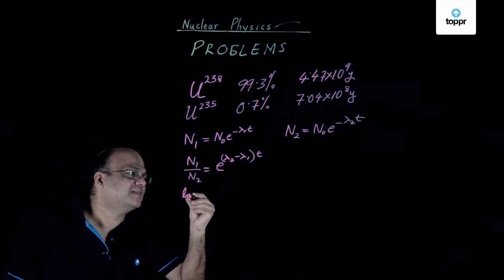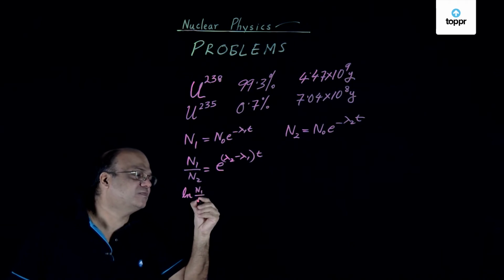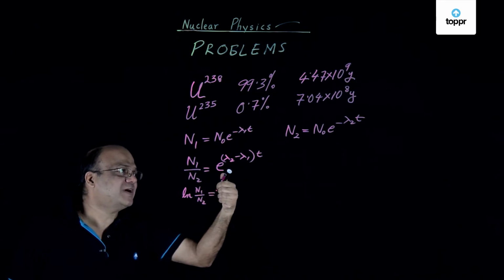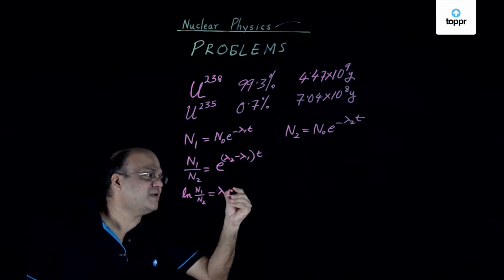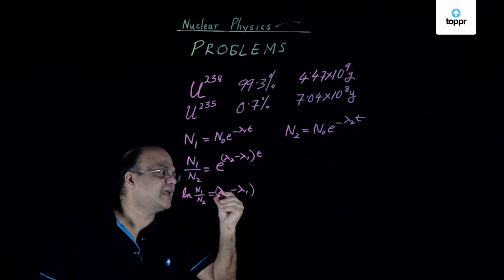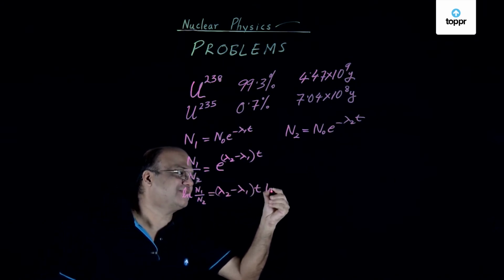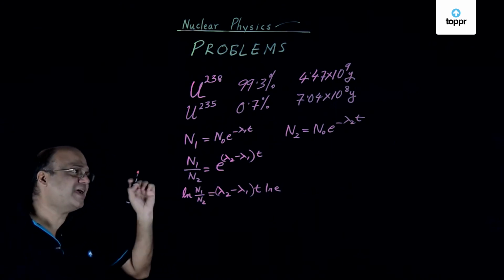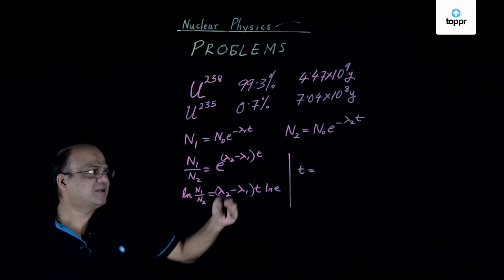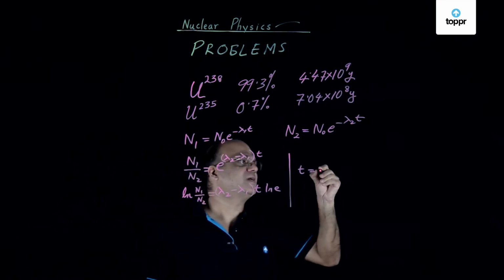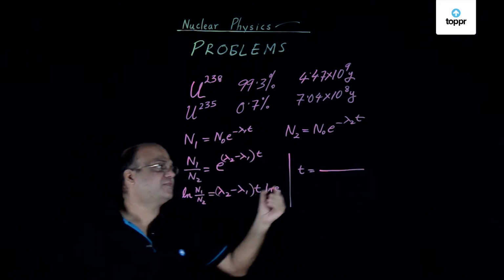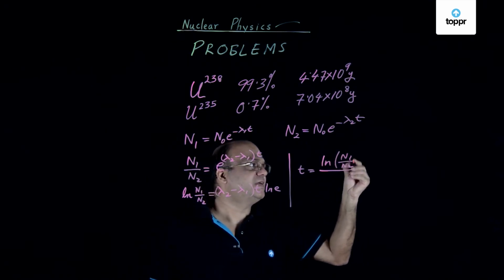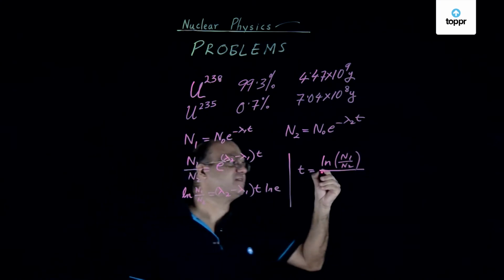So ln n1 by n2. When we take ln, this will come to the front and ln of e is 1. So we get lambda 2 minus lambda 1 into t. Ln e is 1, so we may not write it. Our job is to find t. So from this equation, t becomes ln of n1 by n2 divided by lambda 2 minus lambda 1.